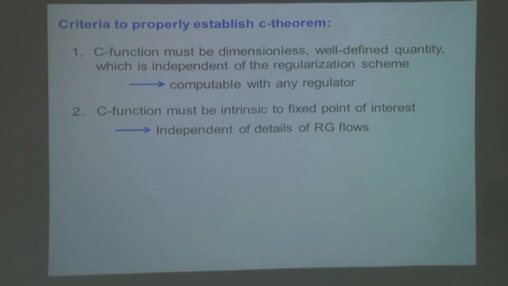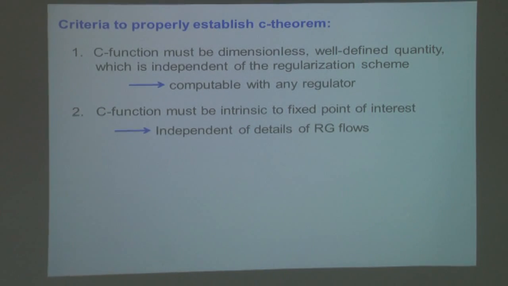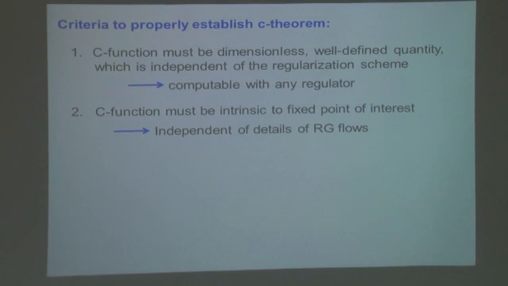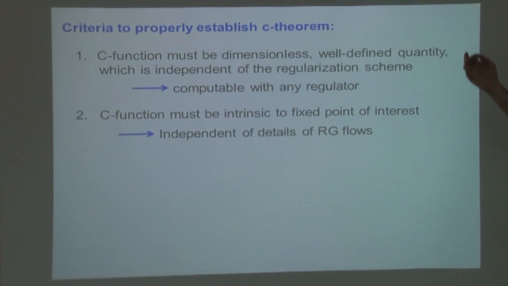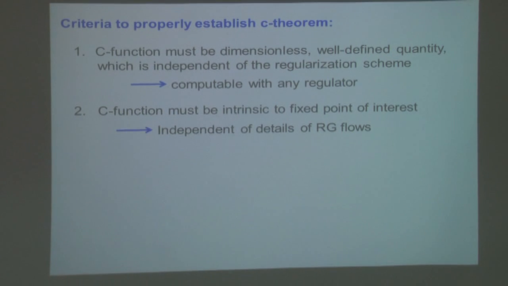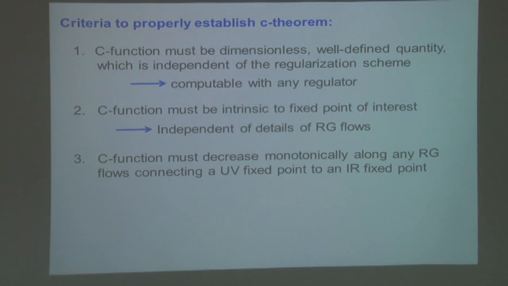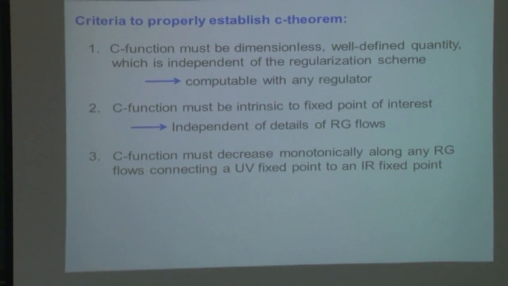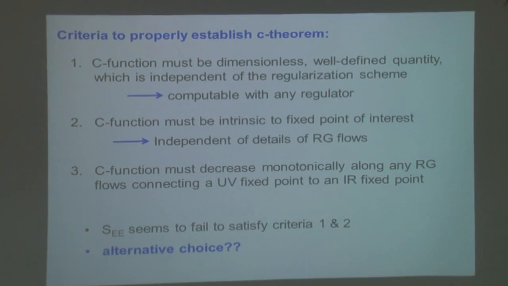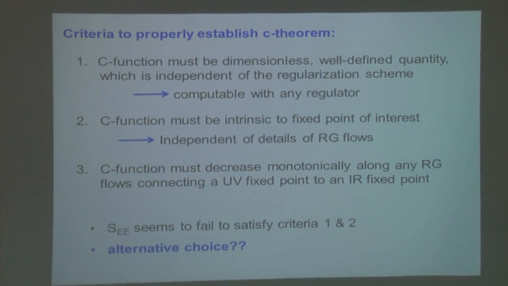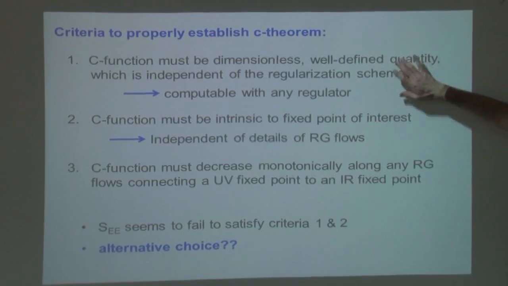I also want it to be something that's intrinsic to the particular fixed point. The quantity I identified is intrinsic to that particular fixed point, and in particular, I don't want it to depend on these extra scales that might go into defining an RG flow that takes me down to this fixed point. And then last of all, of course, I want the C function to be monotonic along the RG flows. It seems that with the entanglement entropy, I'm not satisfying this one nor that one.